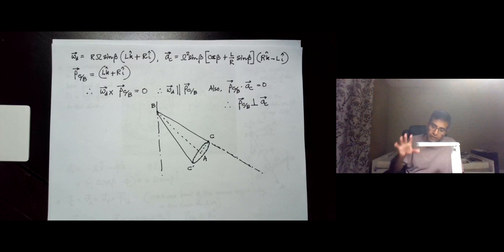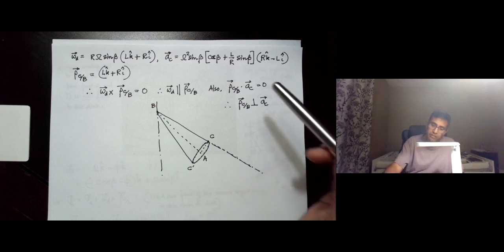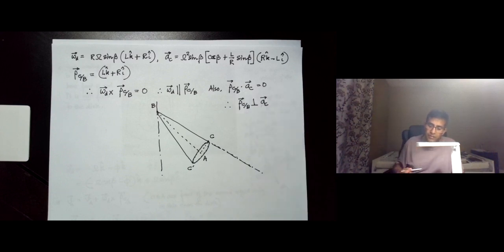Further proof of the fact that this is indeed representing rolling without slipping with BC as the instantaneous axis comes from the fact that the acceleration of the point C is perpendicular to BC. So the acceleration of point C is perpendicular to BC. It's not along CA. Keep that in mind. It is perpendicular to BC, and that can also be verified.